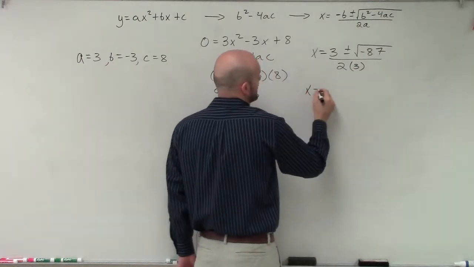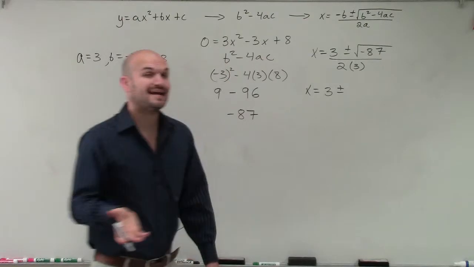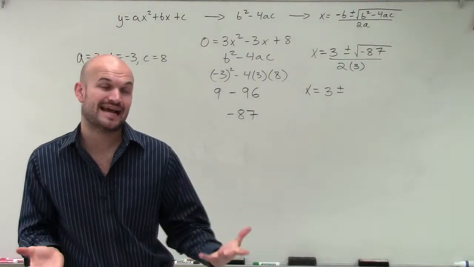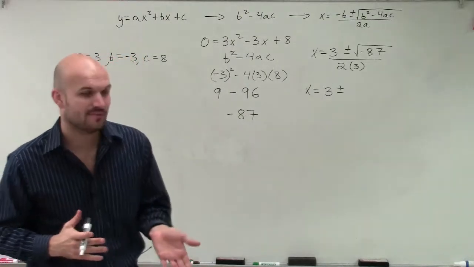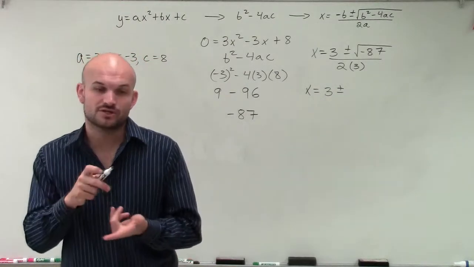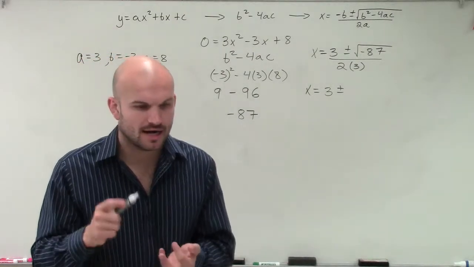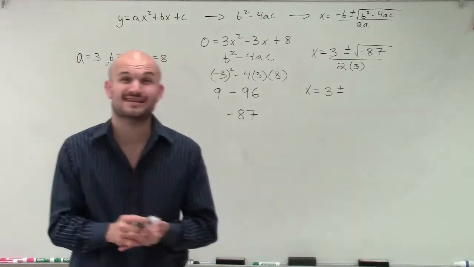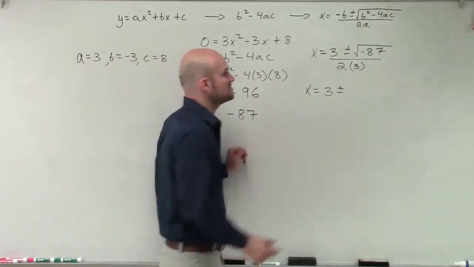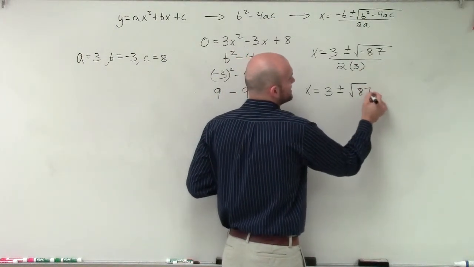All right. So now let's see what we can simplify. So we have 3 plus or minus. Now, we know that the square root of -87 is going to be an imaginary number, so we can break that up by using i. However, we want to see, can we simplify this radical? So I want to start thinking about my square numbers, which are 1, 4, 9, 16, 25, 36, and determine, do any of those numbers divide into 87 so that I could break it apart? And unfortunately, there's none of them. However, I can rewrite this as the square root of 87 i.